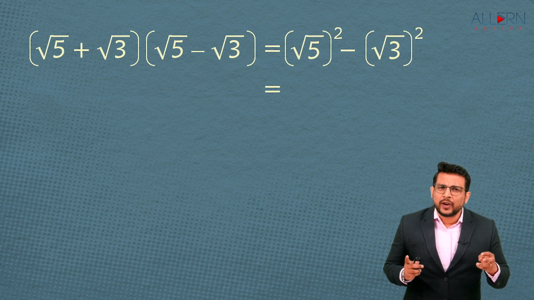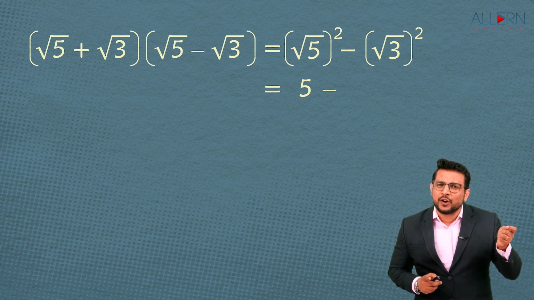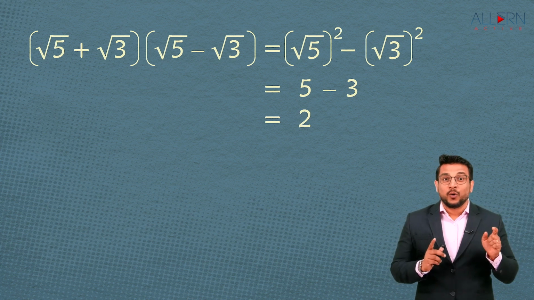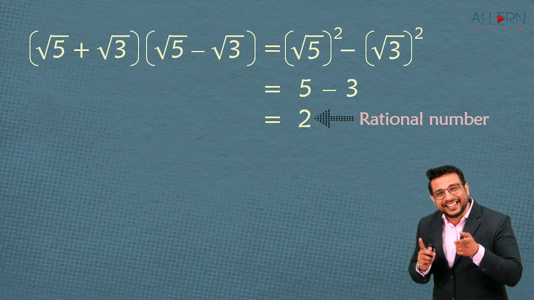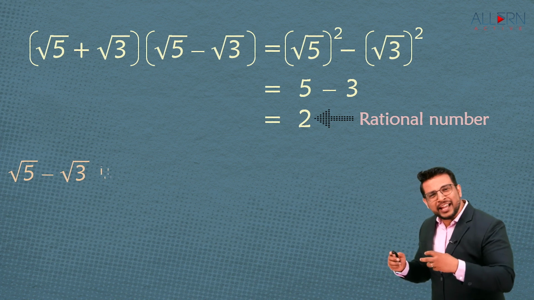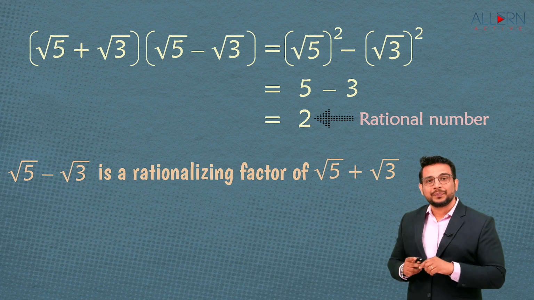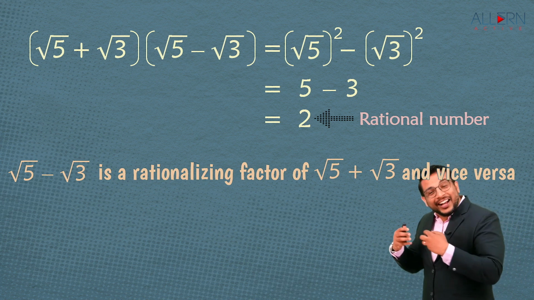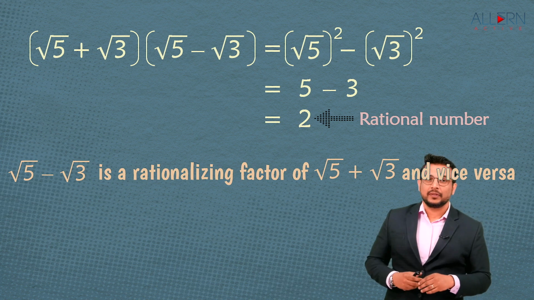So let's solve it. What is root 5 the whole square? Root 5 square is root 5 into root 5, which is nothing but 5. Beautiful. And what is root 3 the whole square? It is root 3 into root 3, which is nothing but 3. Solve it. 5 minus 3, how much do we get? 2. So now see, we got the product as 2, which is a rational number, isn't it? That means now we have a conclusion saying that root 5 minus root 3 is a rationalizing factor of root 5 plus root 3. And we can say vice versa also. That means the rationalizing factor of root 5 minus root 3 is root 5 plus root 3, isn't it?